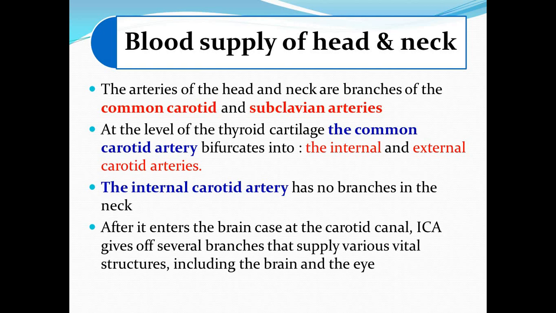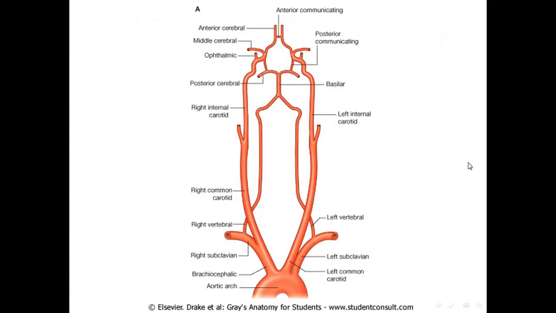And we previously talked about the common carotid, that at the level between C3 and C5, it bifurcates to form the internal and external carotid arteries. The internal carotid artery then ascends without any branching within the neck until it enters the cranium. After it enters the cranium through the carotid canal, it gives off several branches that supply the brain, the cerebellum, the brainstem, and the eye. This is to review what we have talked about previously.